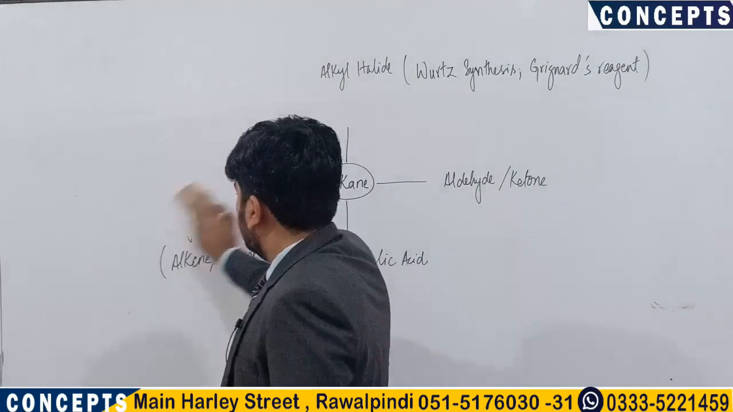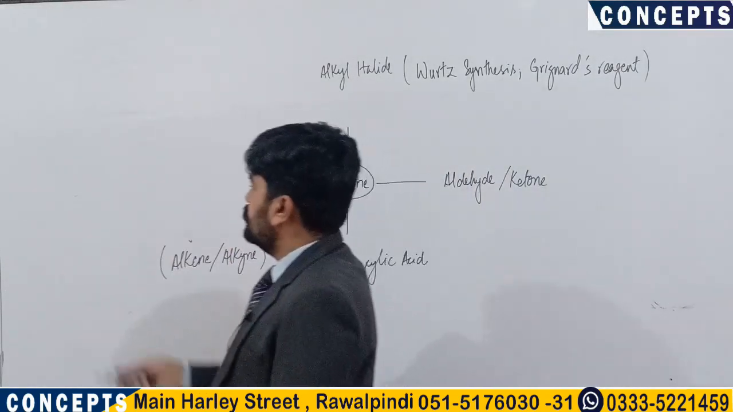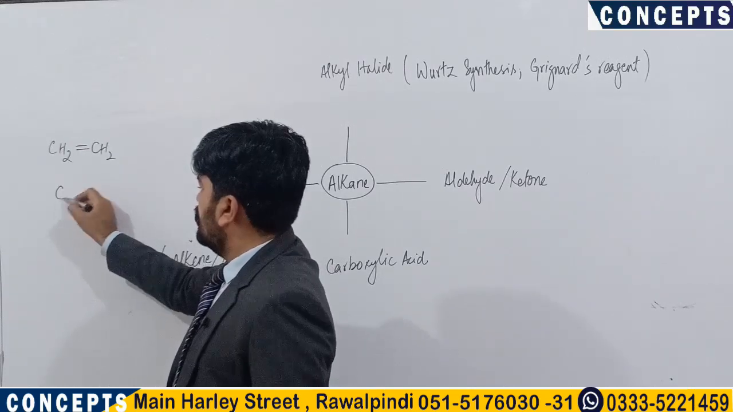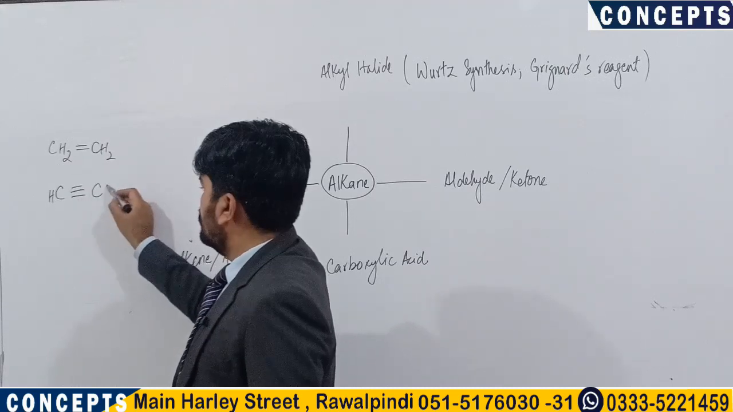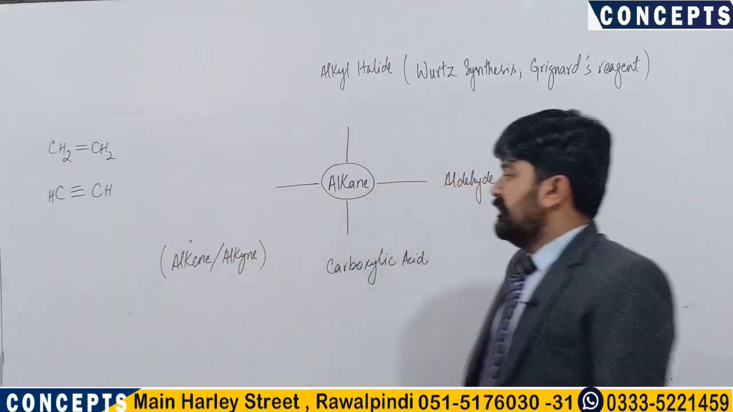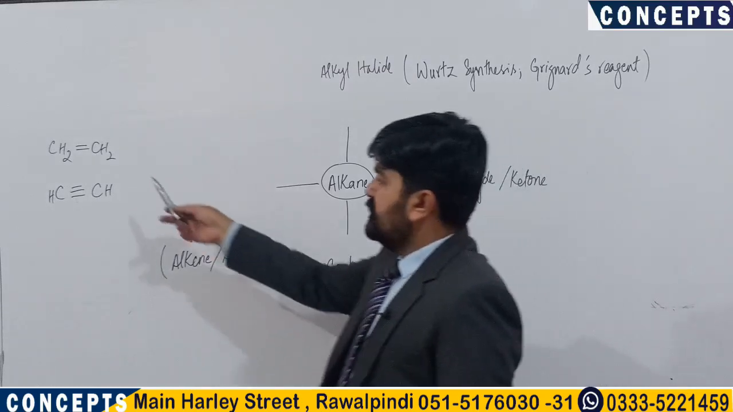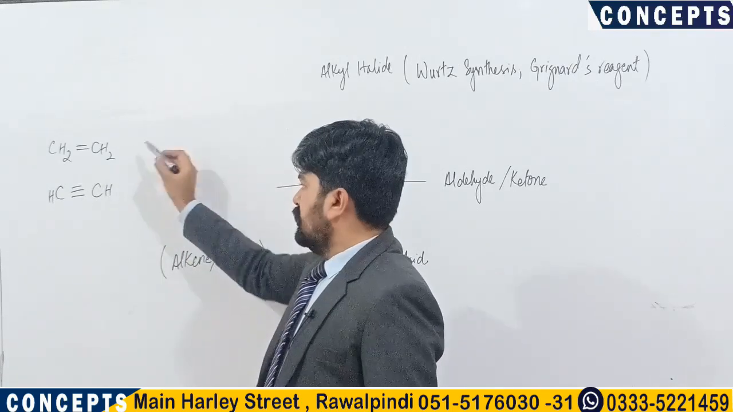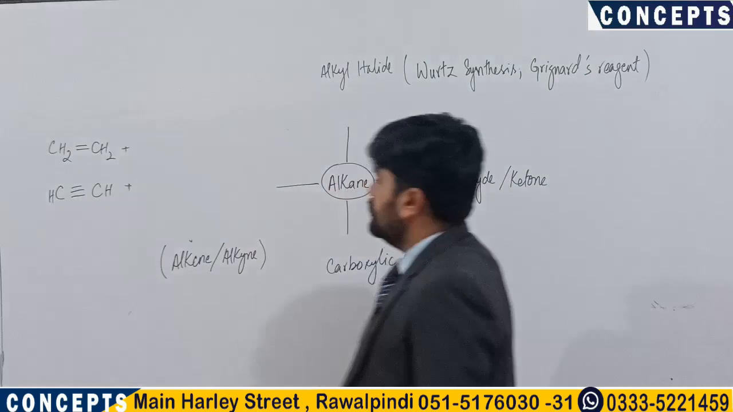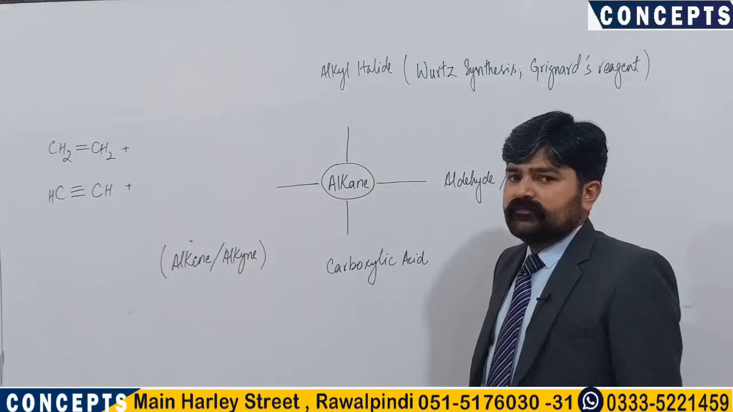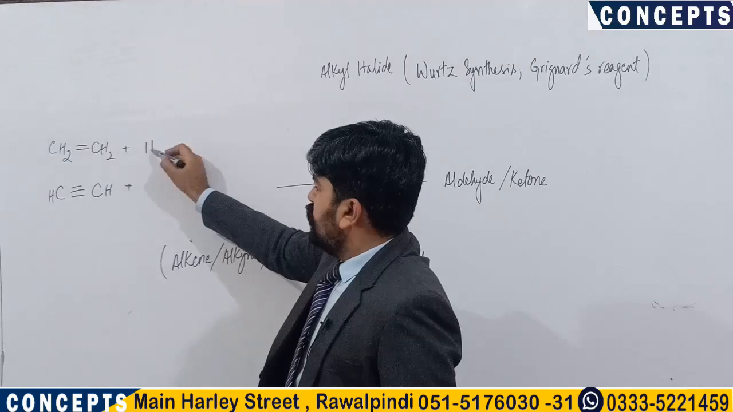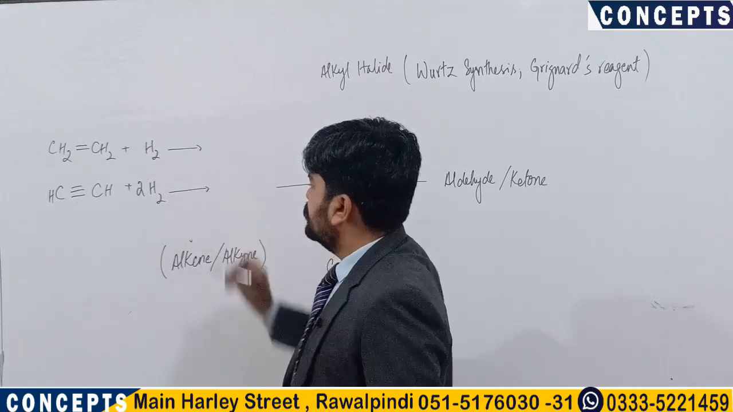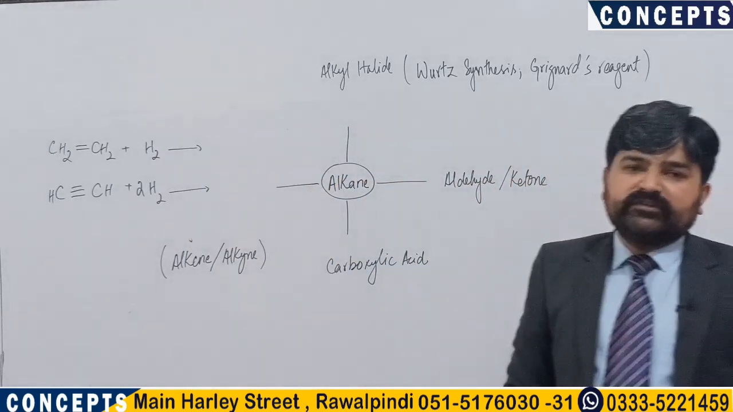In case of unsaturated hydrocarbon, we can use a double bond or we can use a triple bond in the reaction. For double bond, we take ethene, and for triple bond, we take ethyne. The reaction is known as hydrogenation reaction. That means we require hydrogen for reduction of these unsaturated compounds.